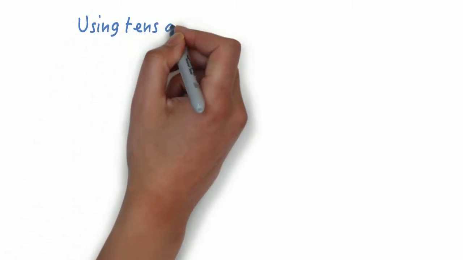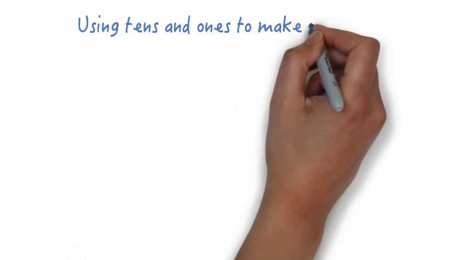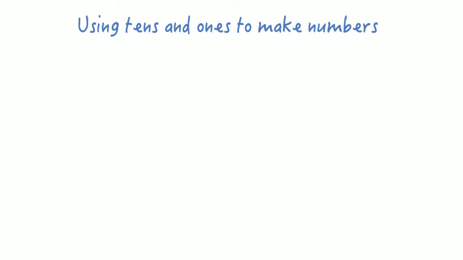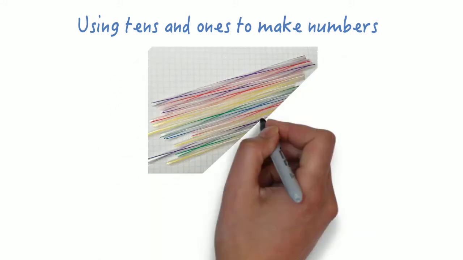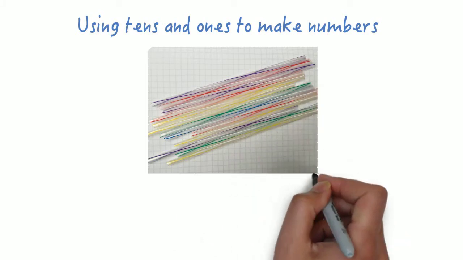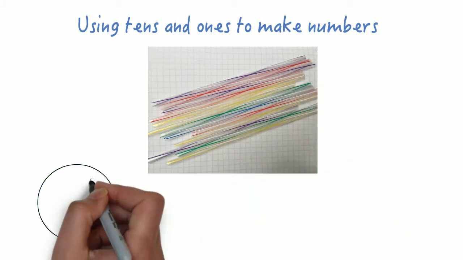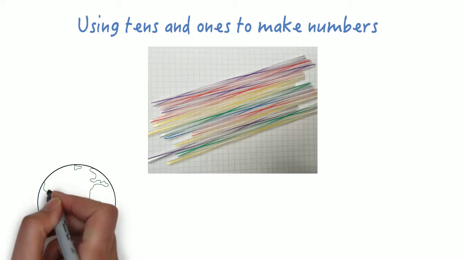In this video, I'm going to talk to you about how to put tens and ones together to make different numbers. It will help you to have some objects nearby that you can use, such as straws. We're going to look at making numbers in the real world and then how to write them in the maths world.